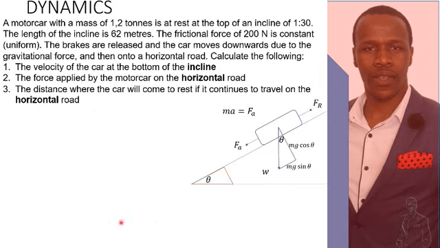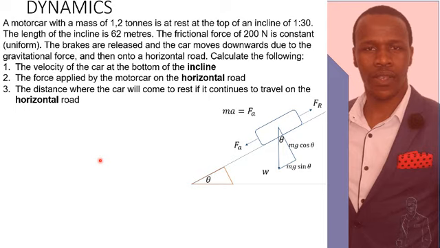Welcome back, ships. Now we're moving to the last example for us, where we are talking about a car with a mass of 1,200 tons at rest at the top of an incline of 1:30. The length of the incline is 62 meters. The frictional force of 200 Newton is constant, that is uniform.